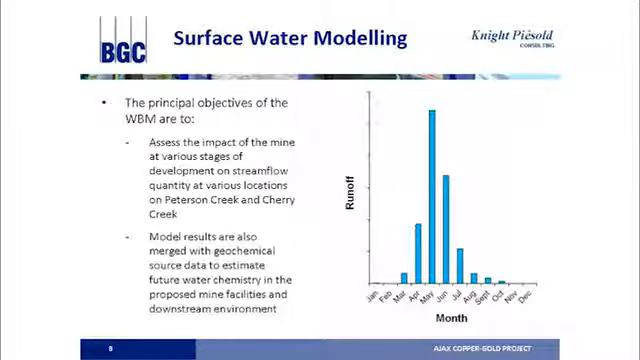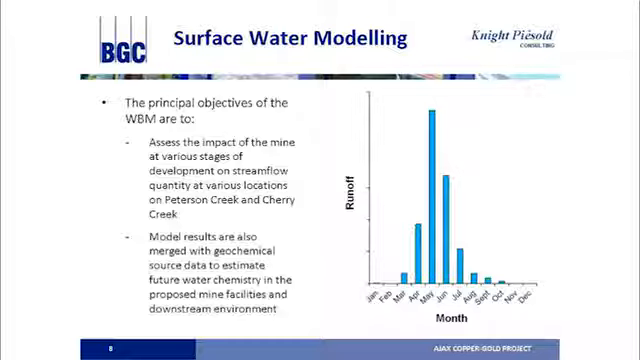Just on the right part of this diagram here, this is sort of the typical runoff that we see in the Cherry Creek and the Peterson Creek watersheds. So very little flow during the winter period and into the late summer and fall. And we get most of the runoff associated with the spring melt. So April, May, June is when the highest stream flows are in this area of BC. Oh, let me just go back here quickly.